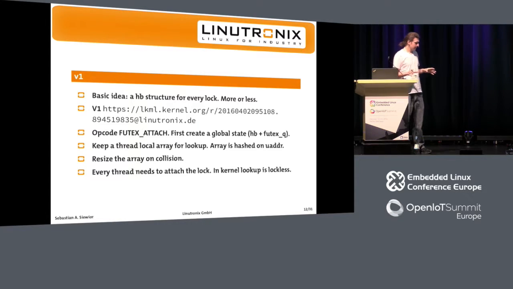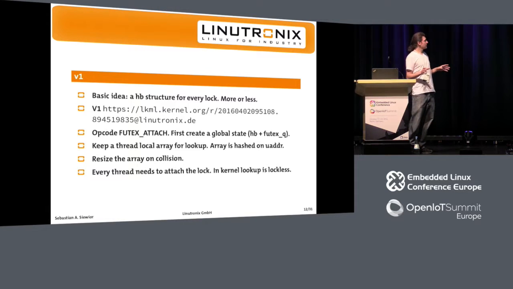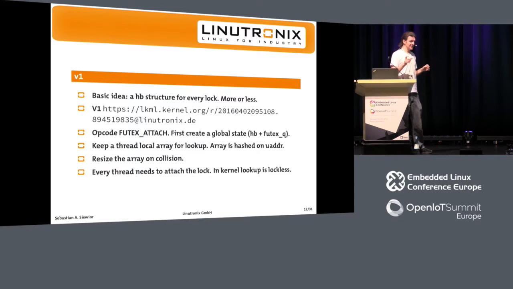We started small with a small hash array, and this was per thread. So each thread had to attach itself to the lock after it was created, which, after the review came out, was kind of challenging for people, so they didn't like it. But from the implementation point of view, it was purely simple, because you didn't have to do any kind of locking for the hash array, for the resizing or whatever, because the task itself, the thread, could be either in userland or in kernel, so there was no need for locking at all.